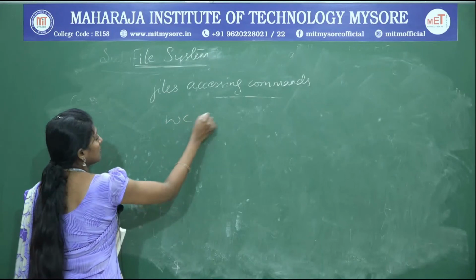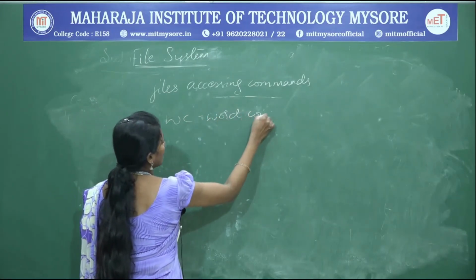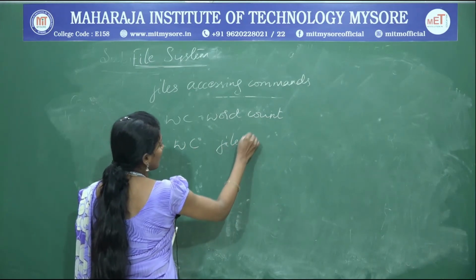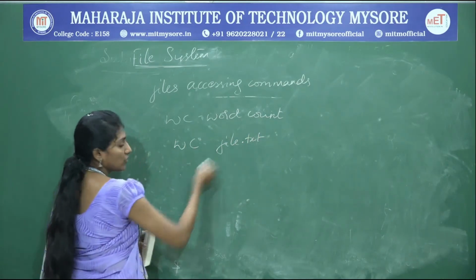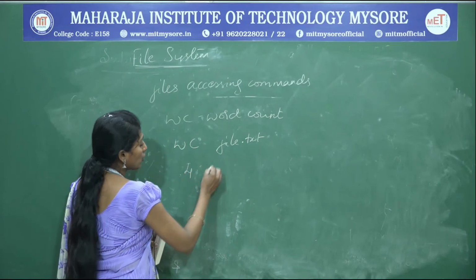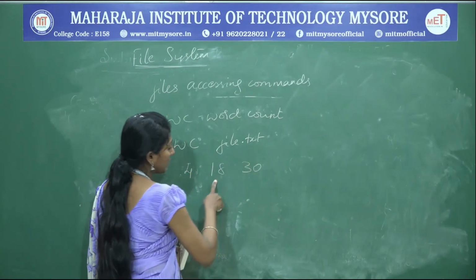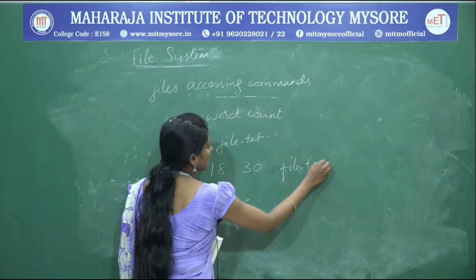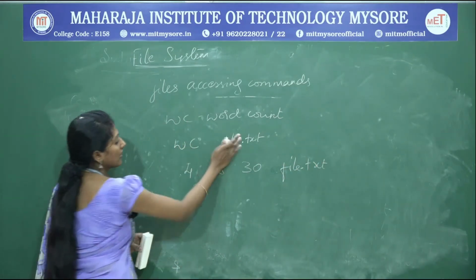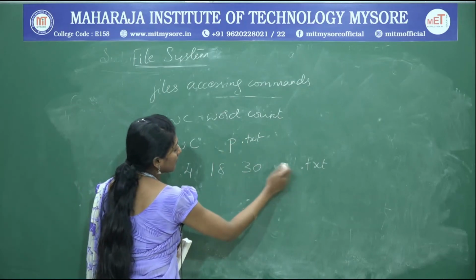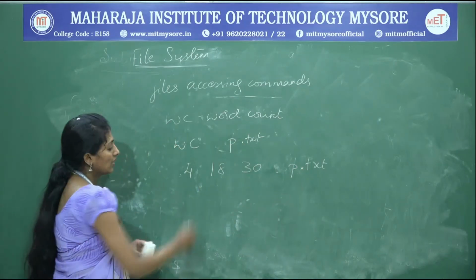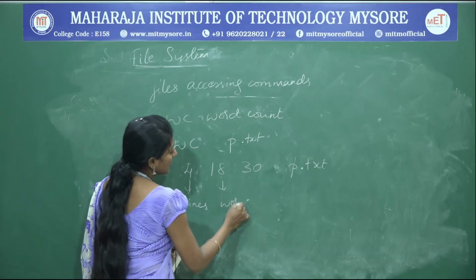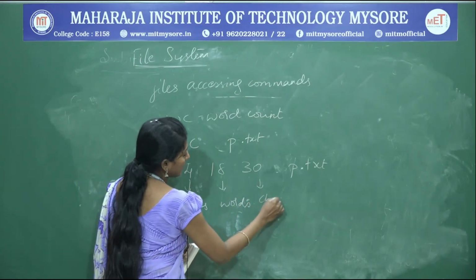wc command, that is word count. So if the user wants to know, for example, with file.txt, if you execute it like this, it shows 4 lines, 18 words, 30 characters for the file. Or let me take p.txt, it might be getting confused, p dot text file. So this 4 represents the number of lines, this represents the number of words, this represents the number of characters.